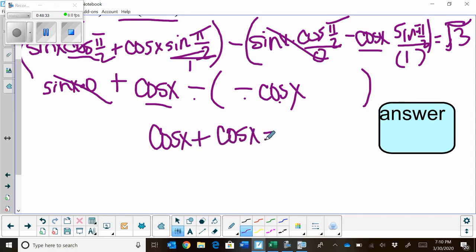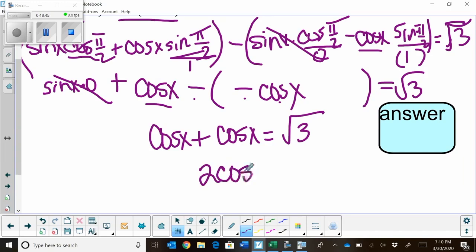And let's bring down our radical 3. I forgot to do that on the last line. Let me go back and be a good math teacher and do that. Okay, so what does that give us? That gives us 2 cosine x's is equal to root 3. Divide both sides by 2. So where is cosine x root 3 over 2?